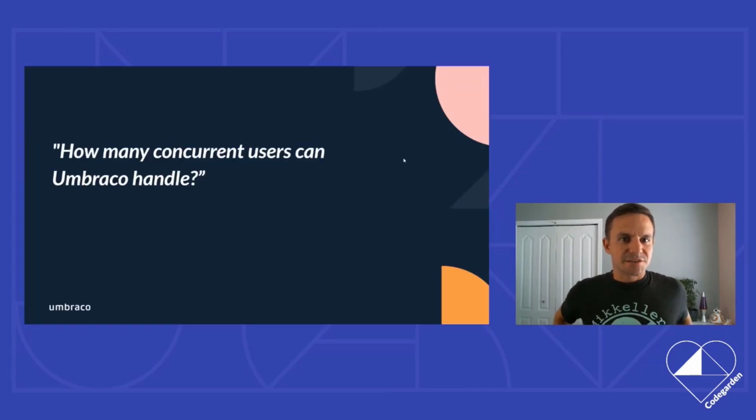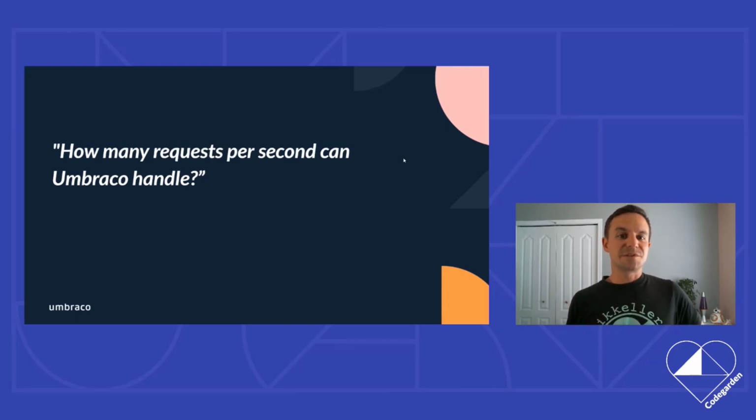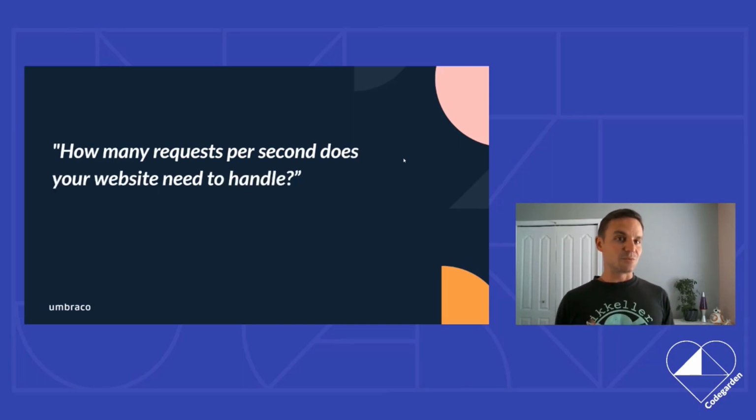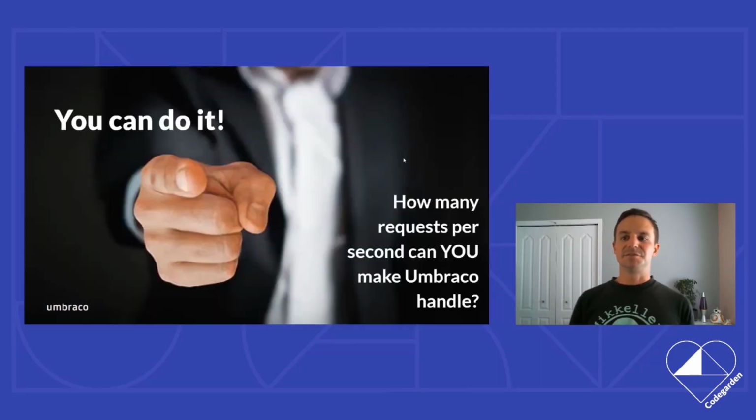I get this question asked quite often. How many concurrent users can Umbraco handle? Well, this directly translates to how many requests per second can Umbraco handle, which then translates to how many requests per second does your website actually need to handle. Finally, that translates to how many requests per second can you make Umbraco handle? At the end of the day, it comes down to the Umbraco implementation, which is done by you, and that really dictates how many requests per second or throughput your website can achieve.